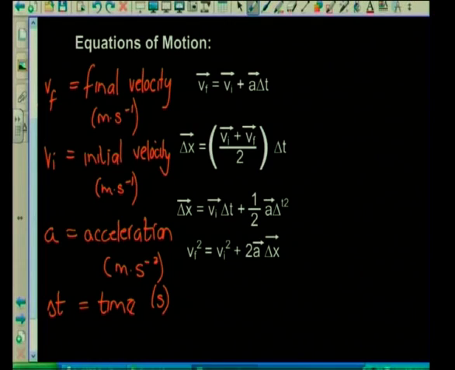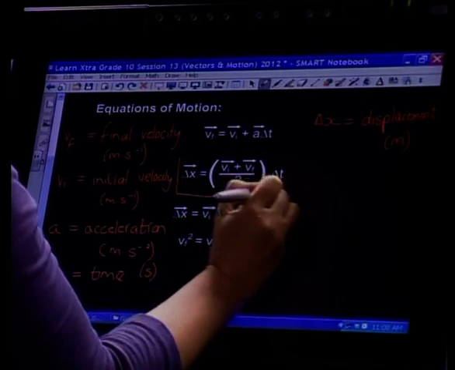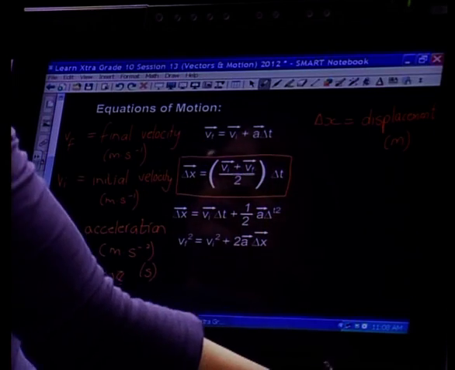The next equation is delta x equals (vi plus vf) divided by 2, times delta t. Now, delta x equals displacement, and displacement is measured in meters. I need to put a little bit of word of caution here, grade 10s. This equation is actually a very special equation and can only be used when the motion is 100% constant. So there is no change in the motion of the object at all, ever.